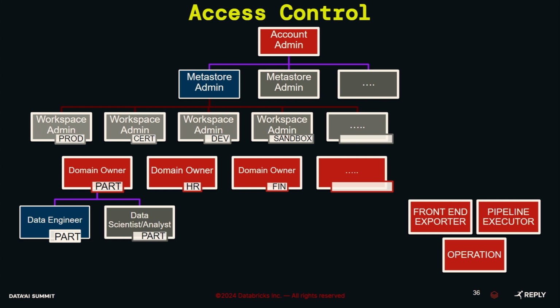For each domain, we define an owner who has ownership of the data, but also of the resources inside the workspace. Under the domain owner, there are data engineers and data scientists. As in the previous case, some domain owners own several domains, so a user can fill several roles inside the access control. And then there are the tech roles, to export the data to Power BI, as said before, or to execute pipelines, or for the DevOps team to access the different workspaces.